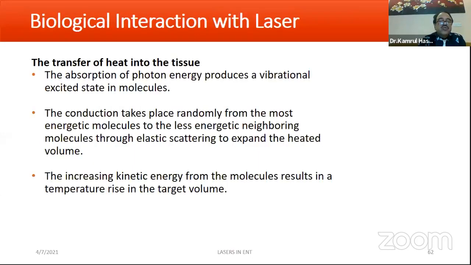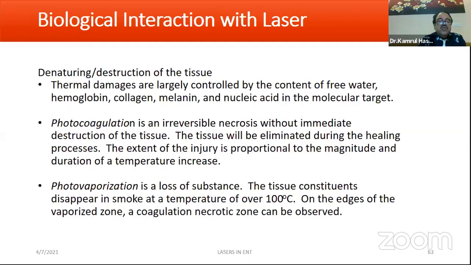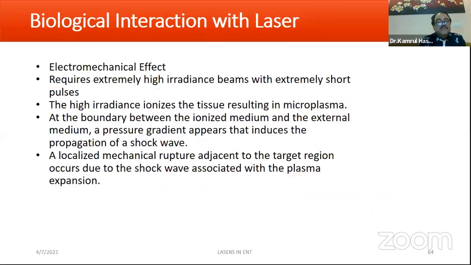Transfer of heat into the tissue. Absorption of photon energy produces a vibrational excited state in molecules. Denaturation or destruction of the tissue. How does it work? By photocoagulation, irreversible necrosis without immediate destruction of the tissue. Tissue will be eliminated, and by photovaporization, loss of substance.